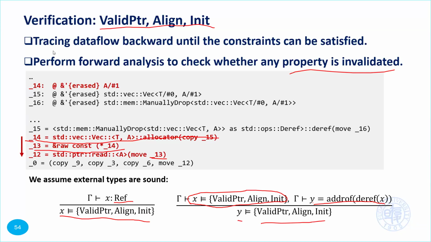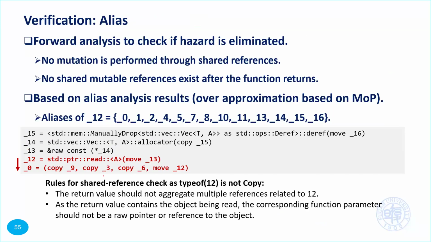So there are two steps. We first trace the data flow back, and then do forward analysis to check if these properties are invalidated. And the last property is alias. For alias, we have to check it's a hazard. So we have to use forward analysis to check if the hazard is eliminated before the function returns.